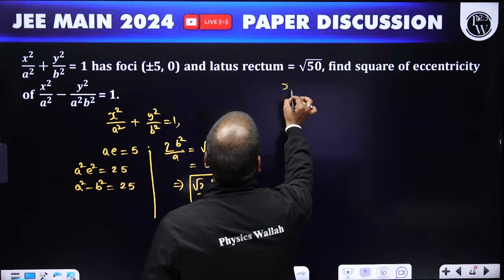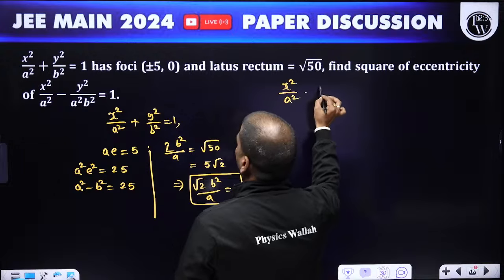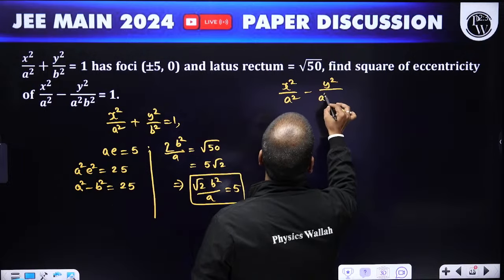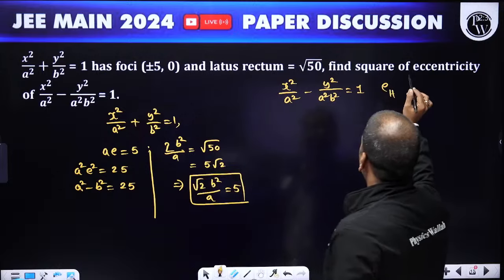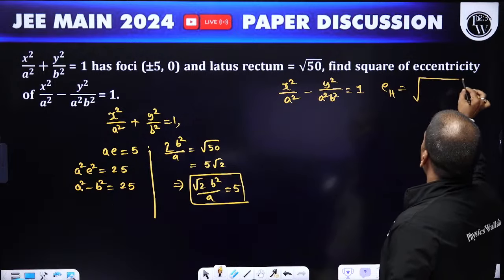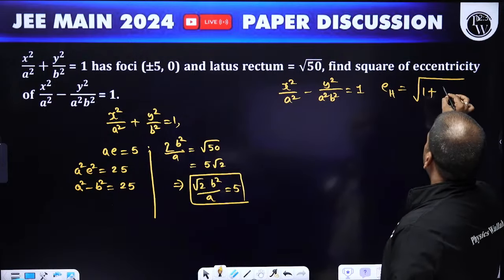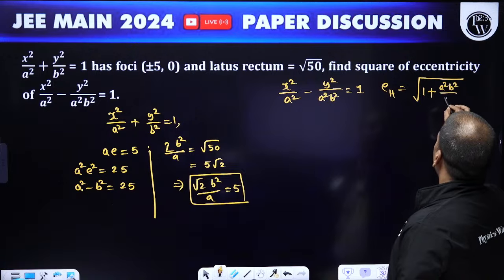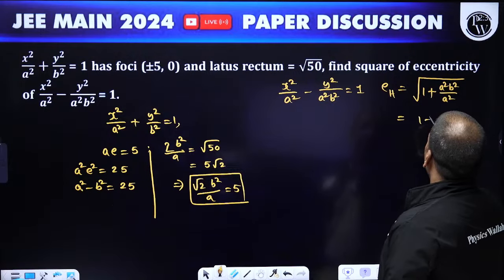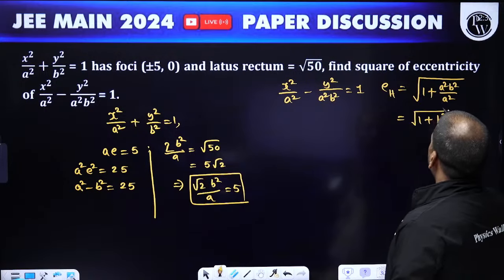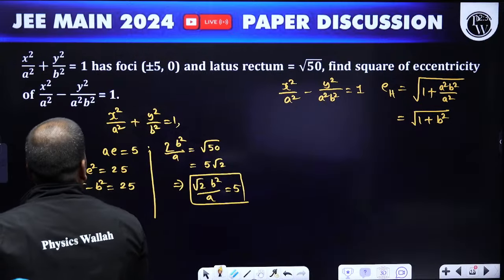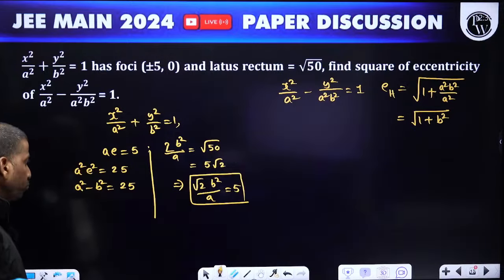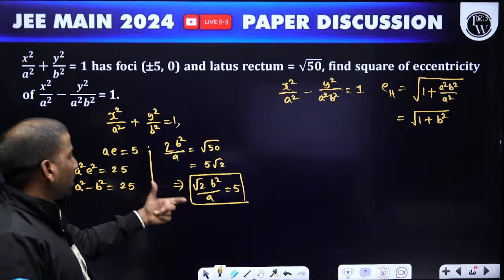In case of hyperbola, x square by a square minus y square by b square is equal to 1. So this is the eccentricity of hyperbola, eH, which is equal to 1 plus b square by a square. That means 1 plus b square. We need b square in order to answer this question, right? So for that, we need to use these two conditions.